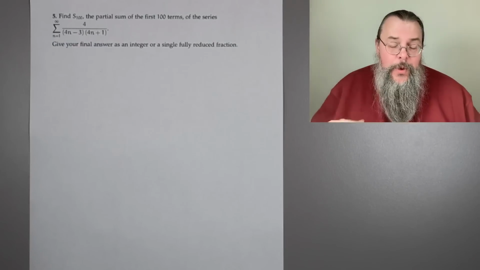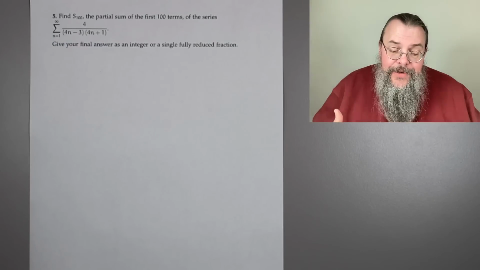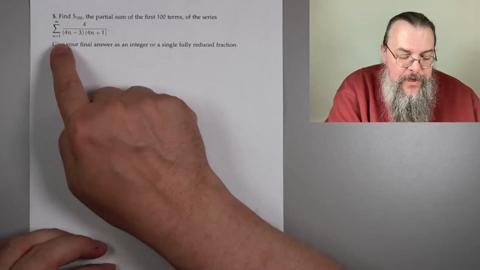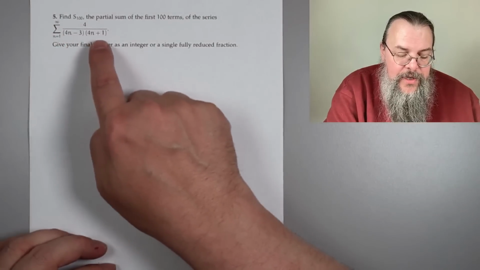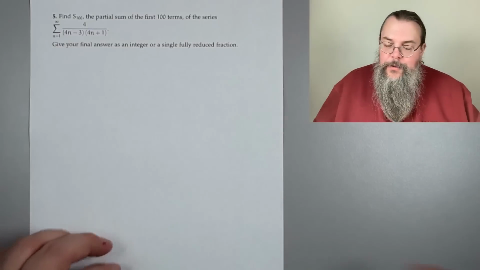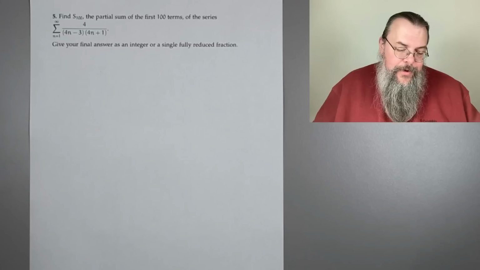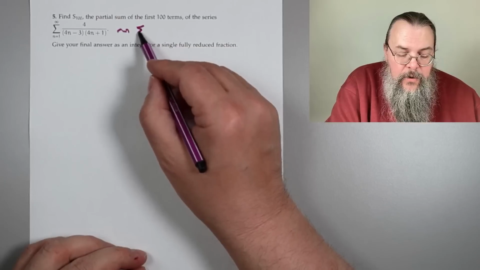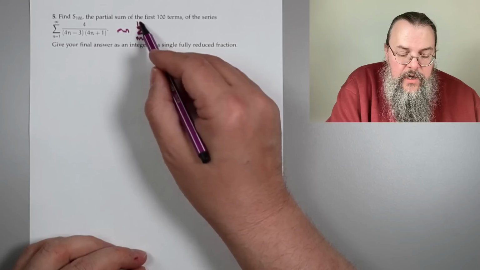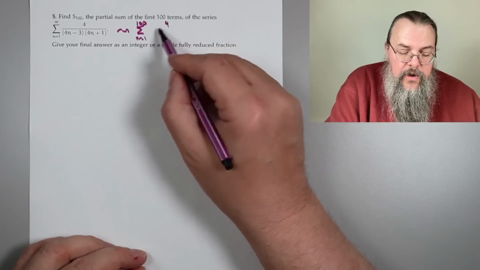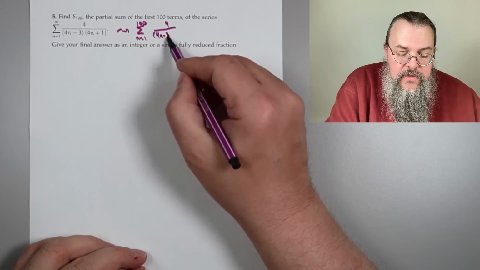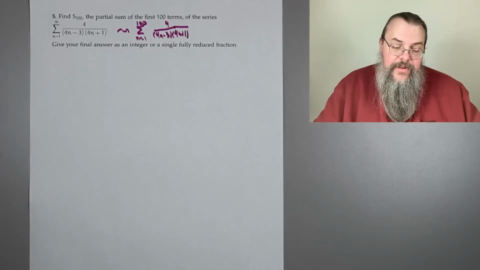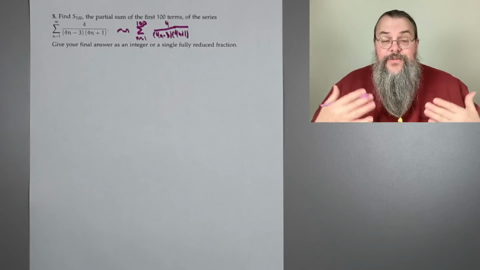Number 5. We're asked to find S100, the partial sum of the first 100 terms of this series. We're going from 1 to infinity, 4 over (4n minus 3)(4n plus 1). When we say S100, we're not going from 1 to infinity, we're going from 1 to 100 of 4 over (4n minus 3)(4n plus 1). And it says, give your final answer as an integer or a single fully reduced fraction.